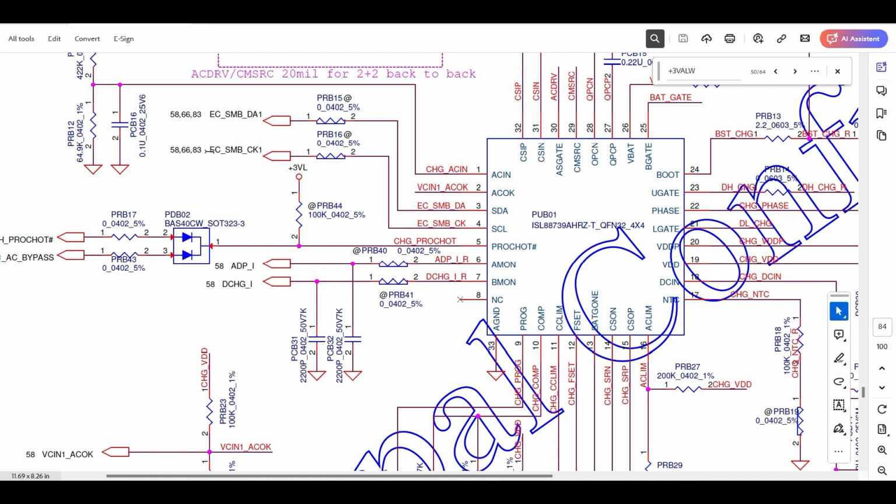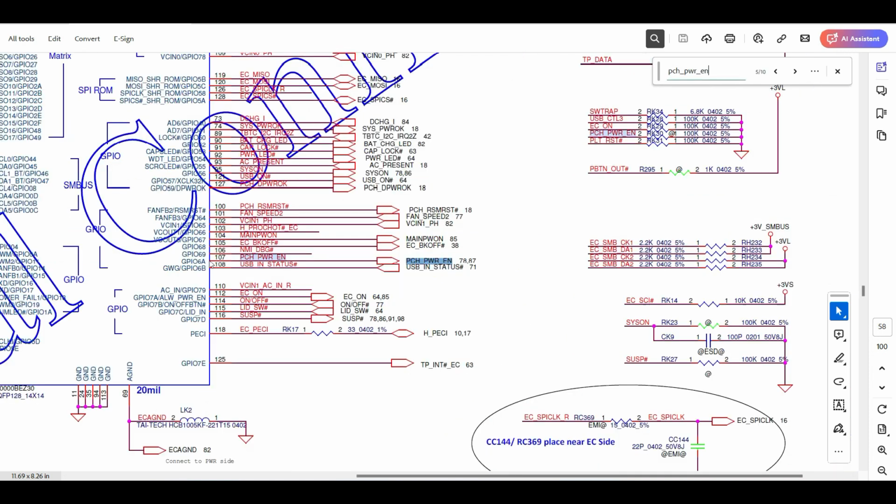Now what will happen, once these voltages come and all voltages are okay, immediately IO will release, what is that? Power enable. What is that? PCH related power enable. PCH power enable. Using that, what will happen, that we will check. See here, pin number 107, IO pin number 107, it releases PCH power enable.